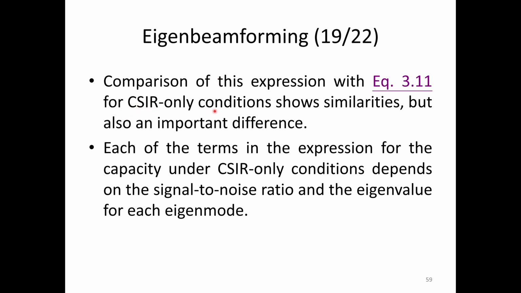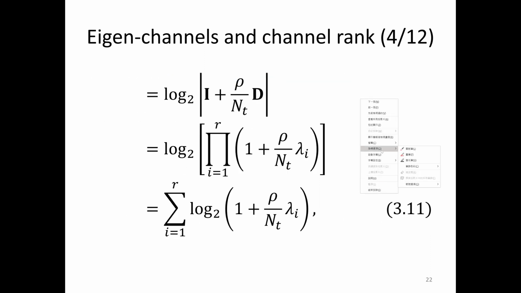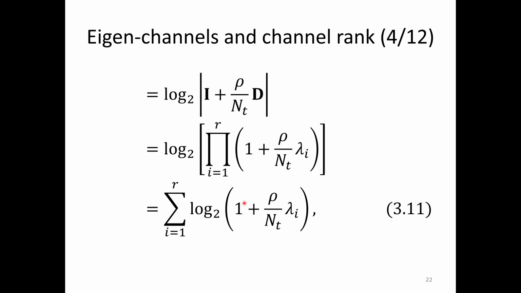For CSIR only conditions shows similarities, but also an important difference. Each of the terms in the expression for the capacity under CSIR only conditions depends on the signal-to-noise ratio and the eigenvalue for each eigenmode. Let us go back to equation 3.11 again. We can see that this equation 3.11 is the capacity for CSIR only. So in each term of the expression, it has the received SNR rho and the eigenvalue of the ith eigenmode lambda I.